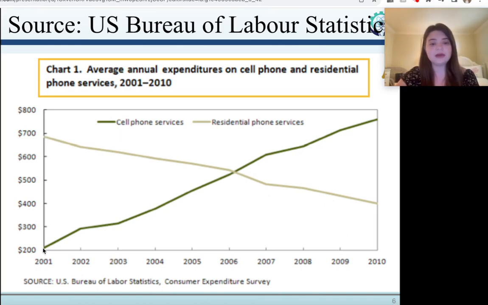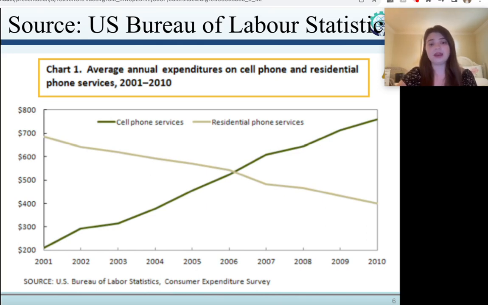This graph shows that in 2001, people were spending a lot more on residential phone services or landline phones than they were on cell phones. Then it looks like in 2006 is where it kind of crosses. It seems like the average household is spending about the same on landline phones as they are on cell phone services. And then after 2006, it seems like people are spending more money on their cell phone services and less on residential phone services, right? Perhaps now that they have cell phones, a cell phone service can do more than their landline could.